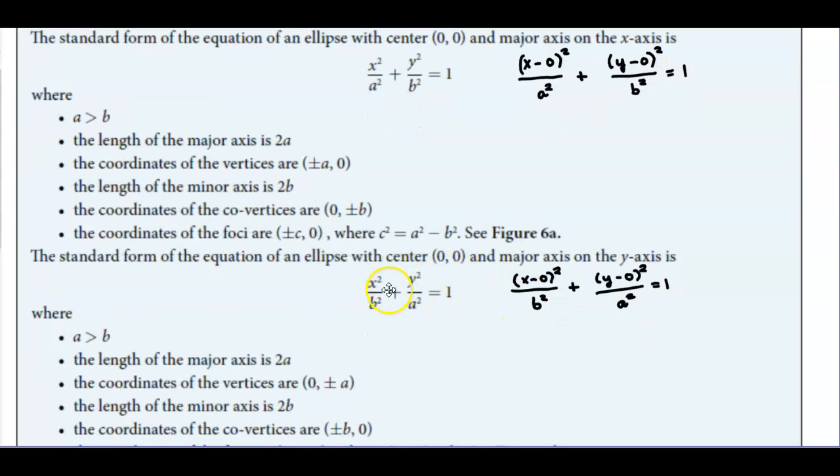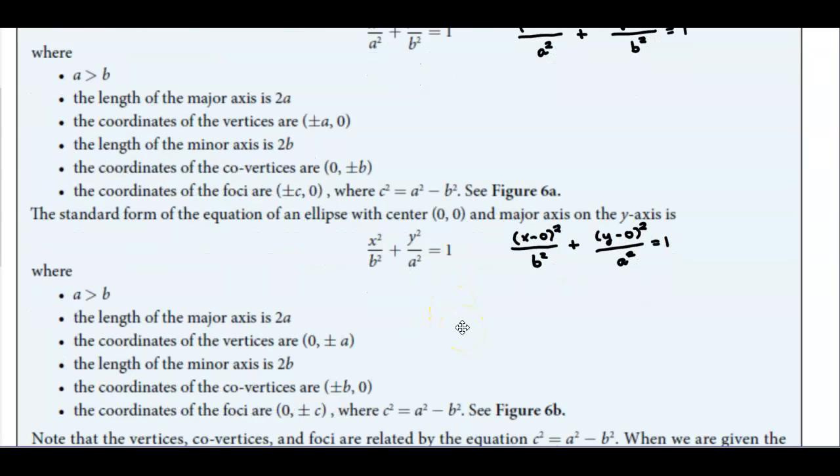And the standard form of the equation of an ellipse with center 0, 0 and major axis on the y-axis is x squared over b squared plus y squared over a squared, which is equal to 1. So what happens here is when the major axis is on the y-axis, that means a squared is underneath y squared, which means that the denominator underneath y squared is bigger than the denominator under x squared.